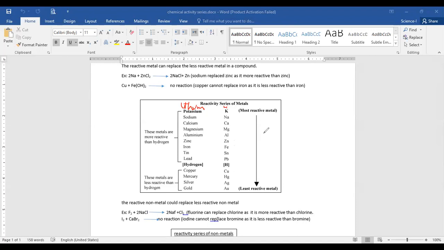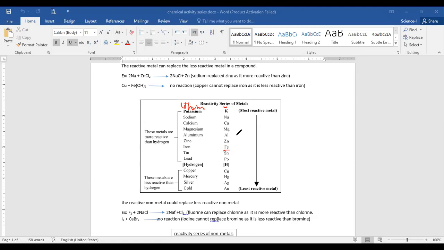As we move down, the reactivity decreases, which means the first metal in the chemical activity series, potassium, could replace any one beneath it. While iron, for example, can replace tin, lead, hydrogen, and copper, but it cannot replace zinc or aluminum. Is it clear like this, guys?